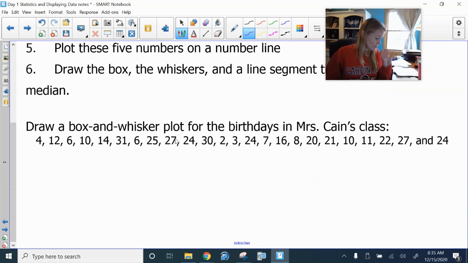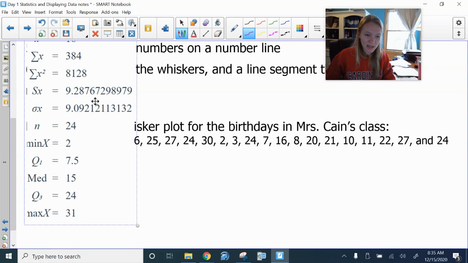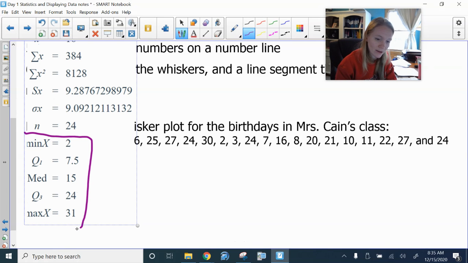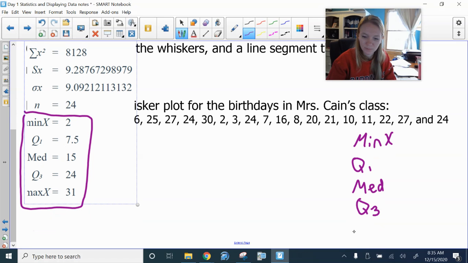So you guys have a big space here. It says just draw a box and whisker plot for the birthdays in Mrs. Kane's class. So we already knew some of this information. In fact, I'm going to paste it here again just so that I have it. So the information we need, which is actually pretty cool, is all of this stuff at the bottom end. We need to know the minimum. We need to know the quartile 1. We need to know our median. We need to know our quartile 3. And we need to know our maximum.